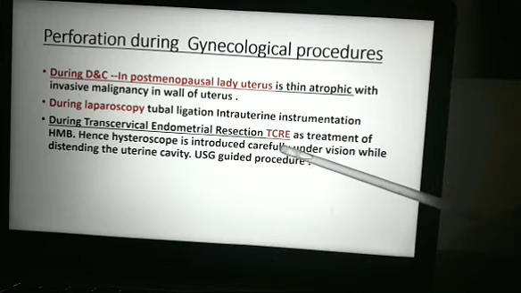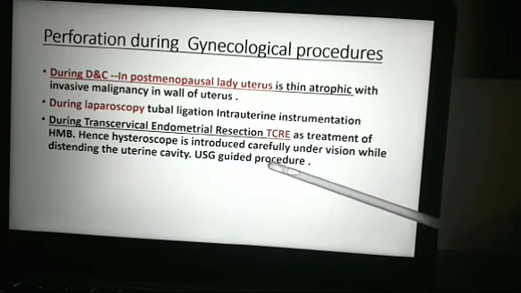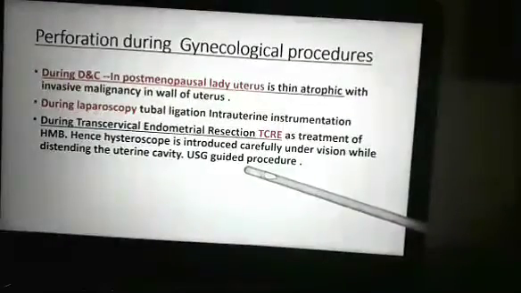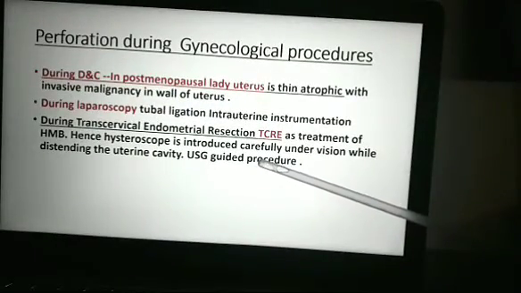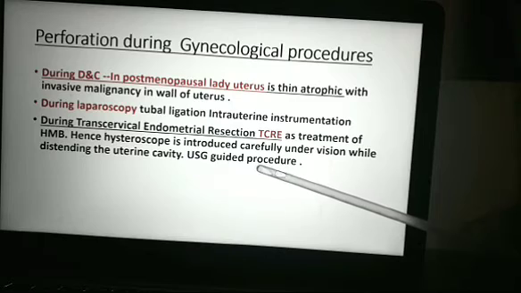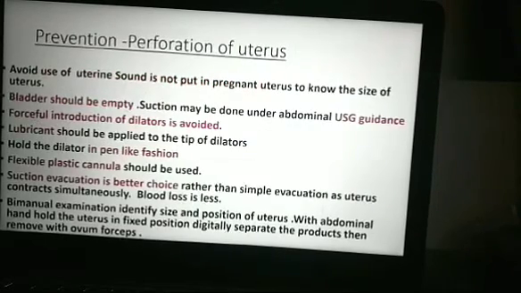Perforation may occur due to gynecological procedures also like dilatation and curettage in the postmenopausal lady where the uterus is atrophic, small size. During laparoscopy, when intrauterine manipulations are done, laparoscopic tubal ligation especially. And the other most important practical method is transcervical endometrial resection for DUB cases, heavy menstrual bleeding cases. There is risk of perforation with the hysteroscope, and hence in these cases it should be done under sonography guidance.